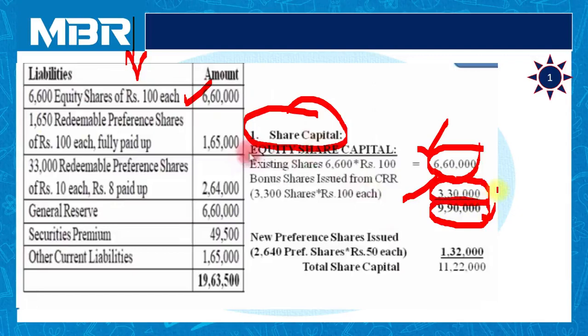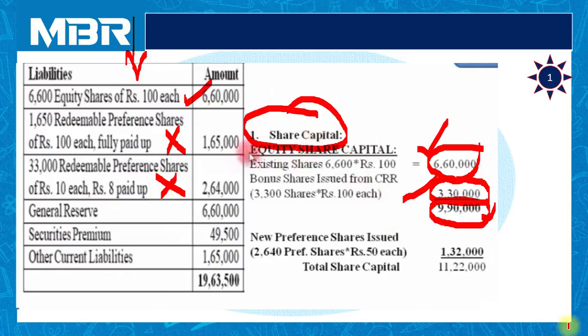Now, second item is 1,650 redeemable preference shares of rupees 100 each, fully paid up. We have already redeemed these preference shares, and once it is redeemed, once the amount is repaid to the holders, it will not appear in our balance sheet. Same thing happened with the third item, that is 33,000 redeemable preference shares of rupees 10 each, rupees 8 paid up. We have also redeemed 33,000 redeemable preference shares of rupees 10 each. So now these entries are not existing in the balance sheet.